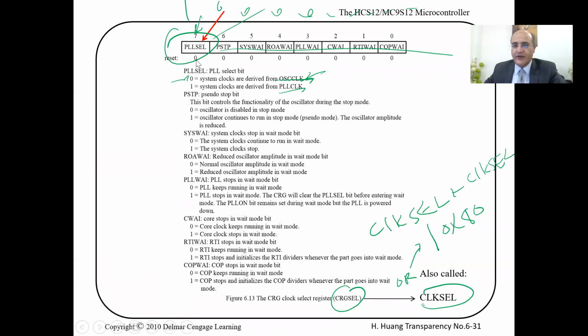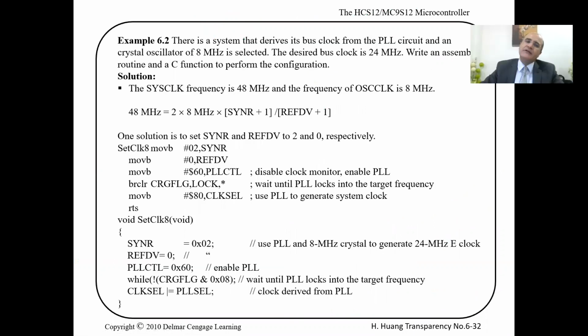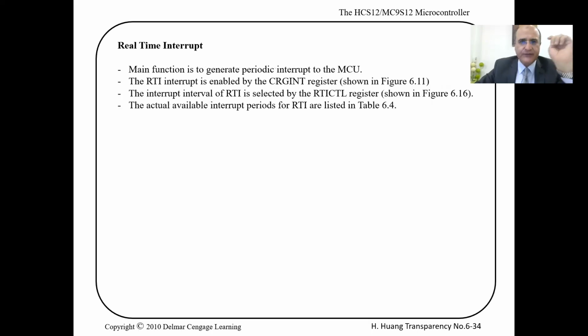Okay. We're done with the PLL and CRG. Clock monitor. This is a monitor that monitors your clock. In any case of problem detected, it would cause a reset.